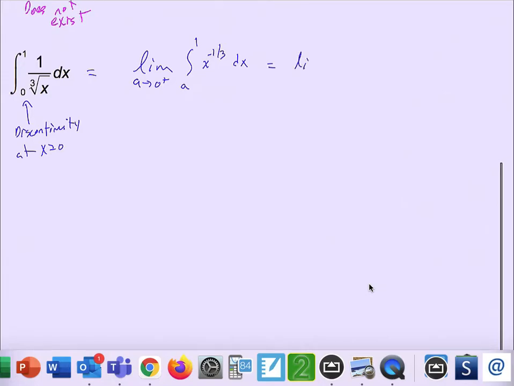And now I can evaluate that definite integral inside the limit. The definite integral from a to 1 of x to the negative 1/3 is the antiderivative of x to the negative 1/3, which is x to the 2/3 over 2/3, evaluated from a to 1. And let me do that evaluating from a to 1 while it's still inside the limit. So that's 3 times 1 to the 2/3 over 2. Well, that's just 3/2. Minus 3 times a to the 2/3 over 2.